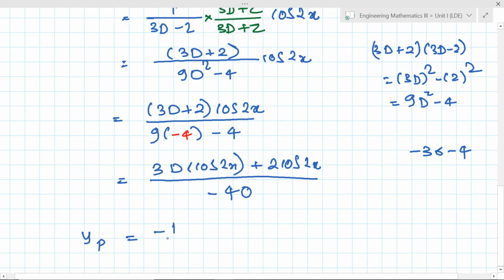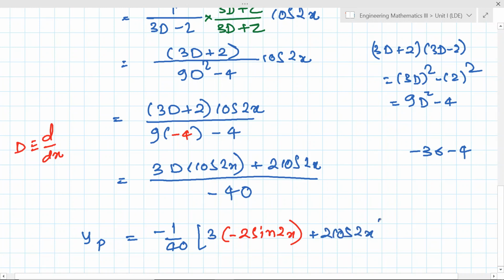So yp is equal to minus 1 upon 40 in bracket 3 derivative of cos 2x. D means d by dx. Capital D means d by dx. Therefore just take the derivative of cos 2x. The derivative of cos 2x is minus sine 2x into 2, so this is nothing but minus 2 sine of 2x. I hope you know derivatives. Plus 2 cos of 2x.